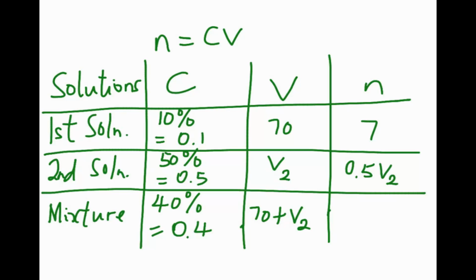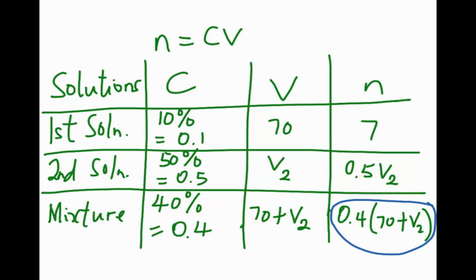The same thing, the number of moles is also an arithmetic sum. But we can't just come and add it immediately, 7 plus 0.5 V2. We have to multiply this for CVN. 0.4 times 70 plus V2. That gives us 0.4 times 70 plus V2. Now, because the number of moles is also an arithmetic sum, we know that this here will be equal to this plus this. Okay? So let's go ahead and finish this up.